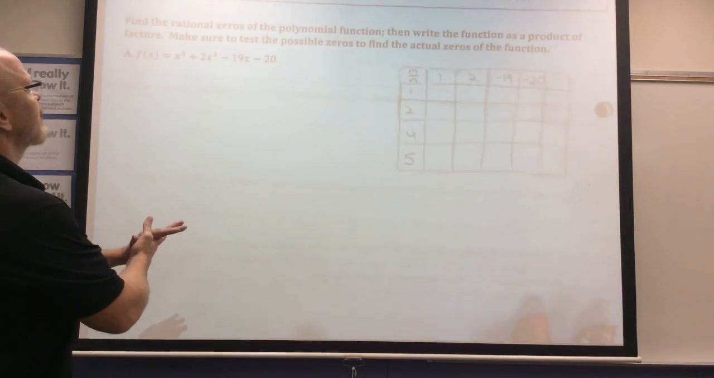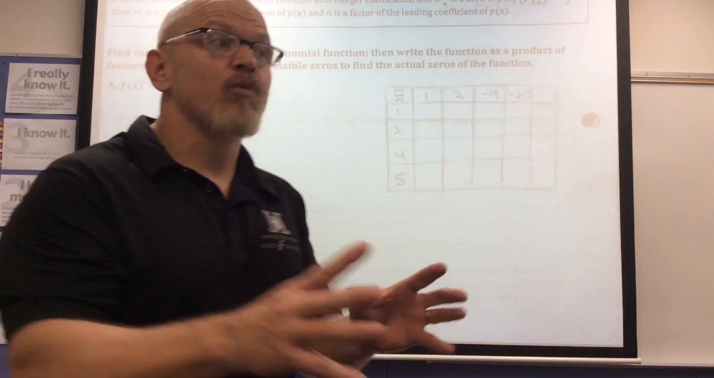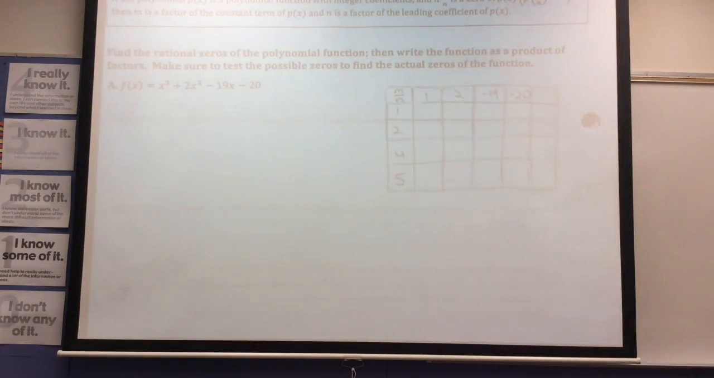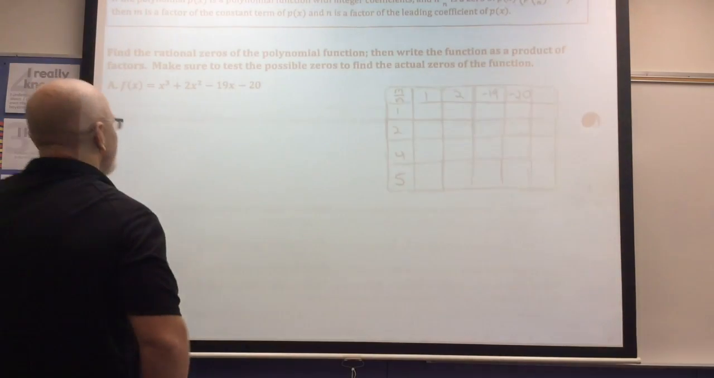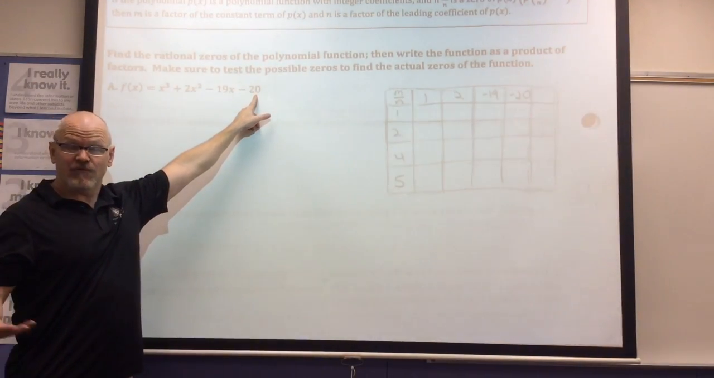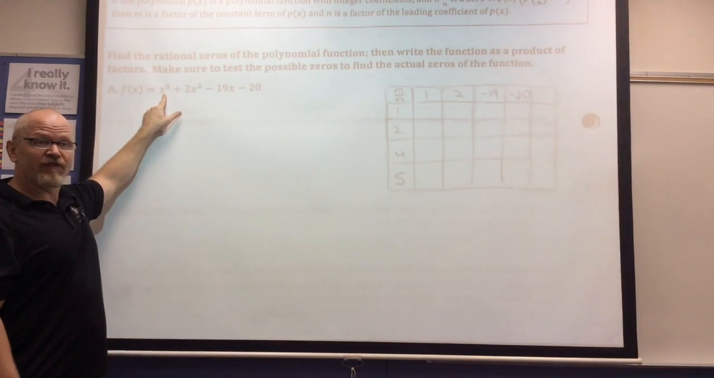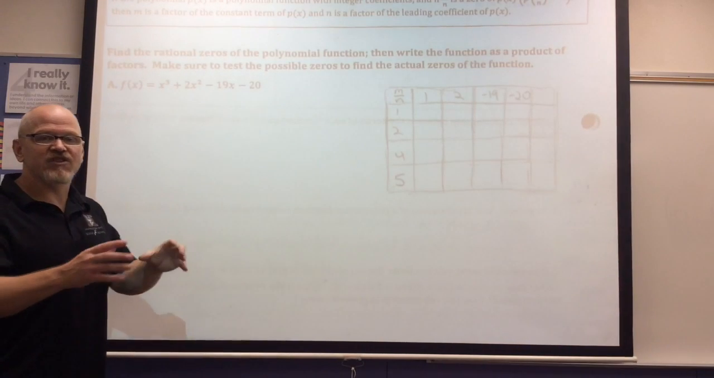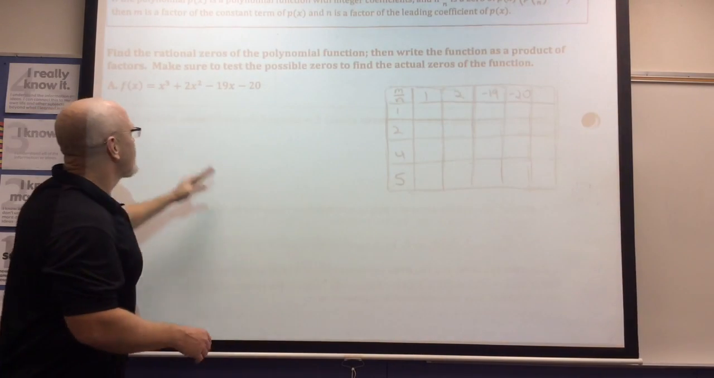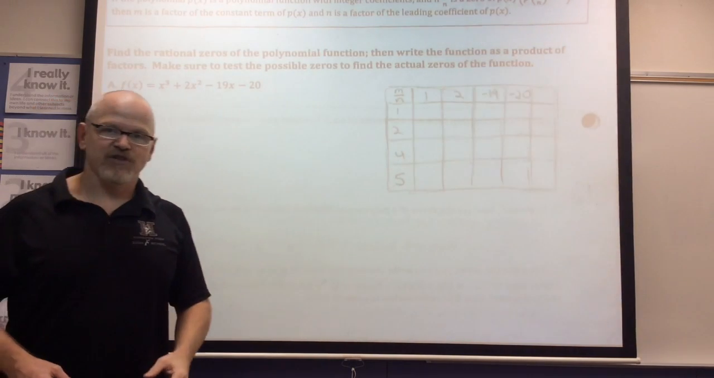So if we look at this, your list of possible rational roots is what we just talked about. To make a list of possible rational roots, we're going to take all the factors of the constant and divide them by all the factors of the leading coefficient. And that gets us possible rational roots. So for right now, just make a division bar, and then we'll make a list of possible rational roots.